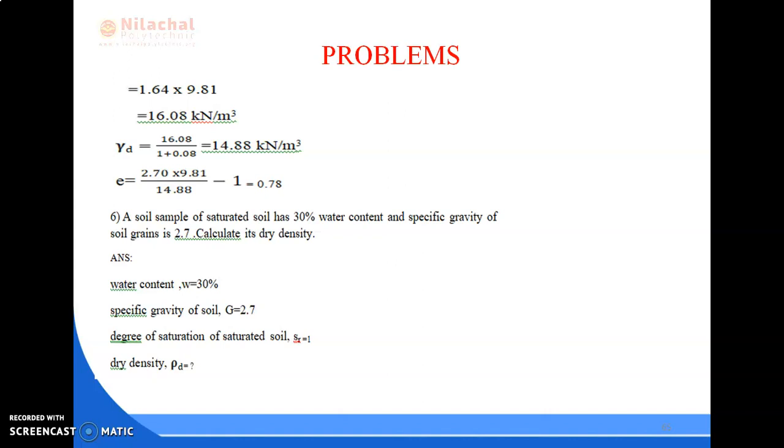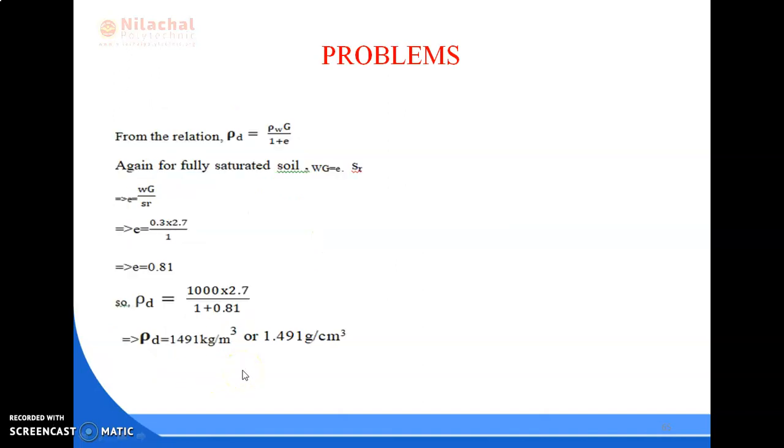Then number 6. A sample of saturated soil has 30% water content and the specific gravity of soil grains is 2.7. Calculate its dry density. So what is given in the question? Water content w equal to 30%, specific gravity of soil solids G equal to 2.7, degree of saturation as it is given, fully saturated, so Sr equal to 1. We have to find the dry density, rho d equal to question mark.